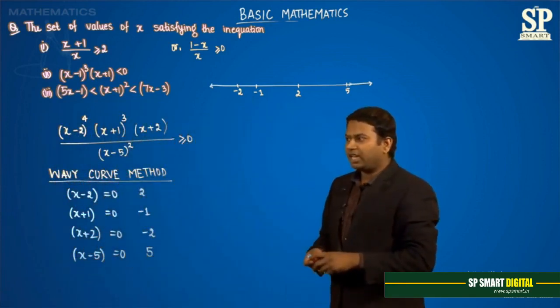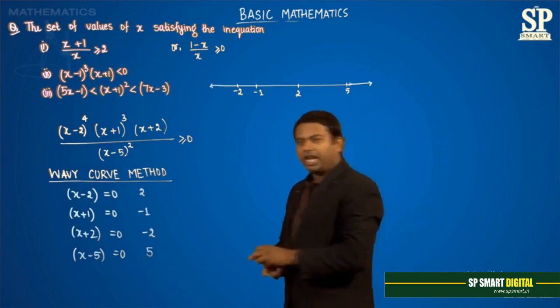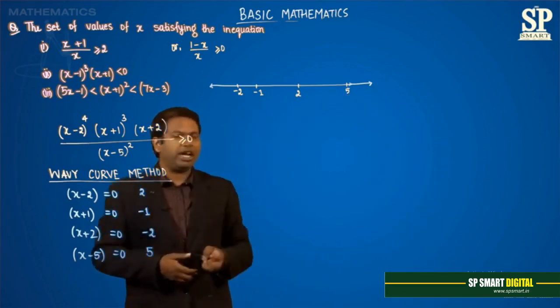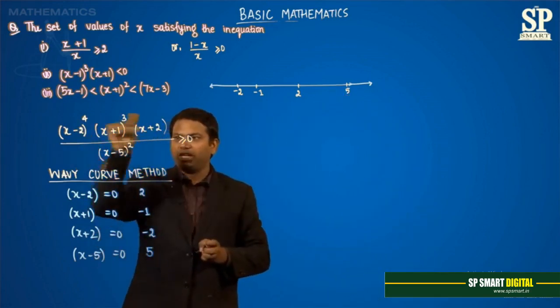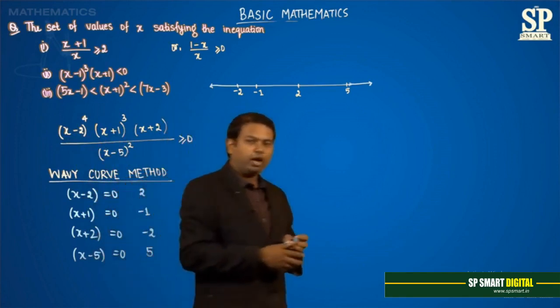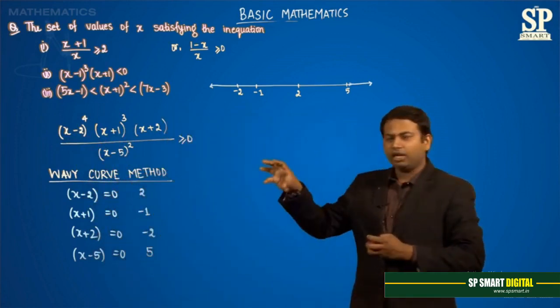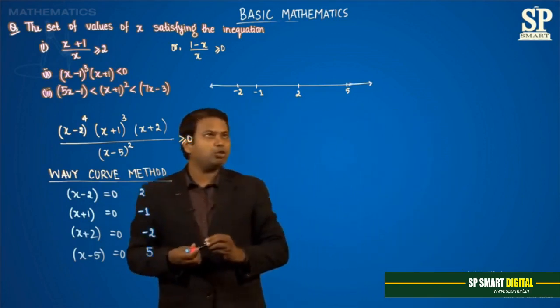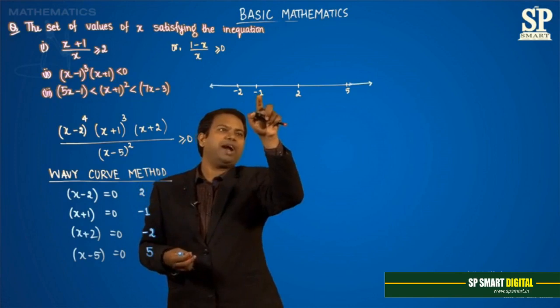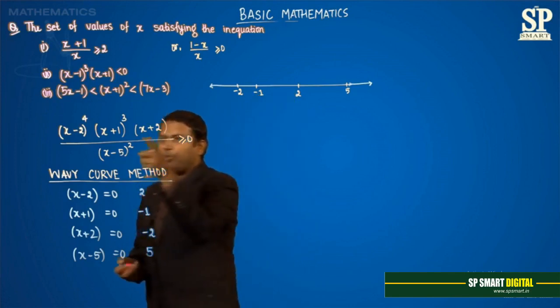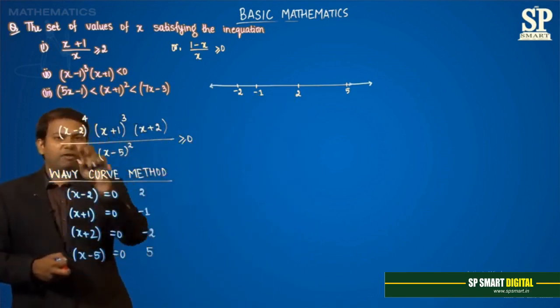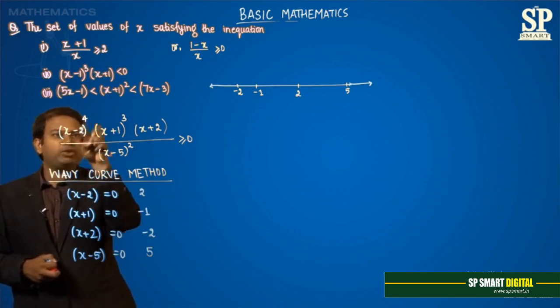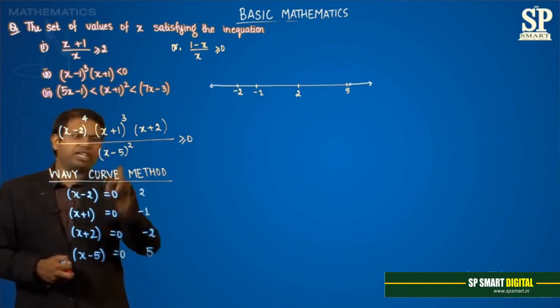Now we take in general any point lying on this number line and try to put the value here in this expression and figure out what is the sign for that particular value. So let us say we choose a number 0 which lies in between minus 1 and 2. If we put x equal to 0 here, we find that minus 2 raised to the power 4 will become positive.